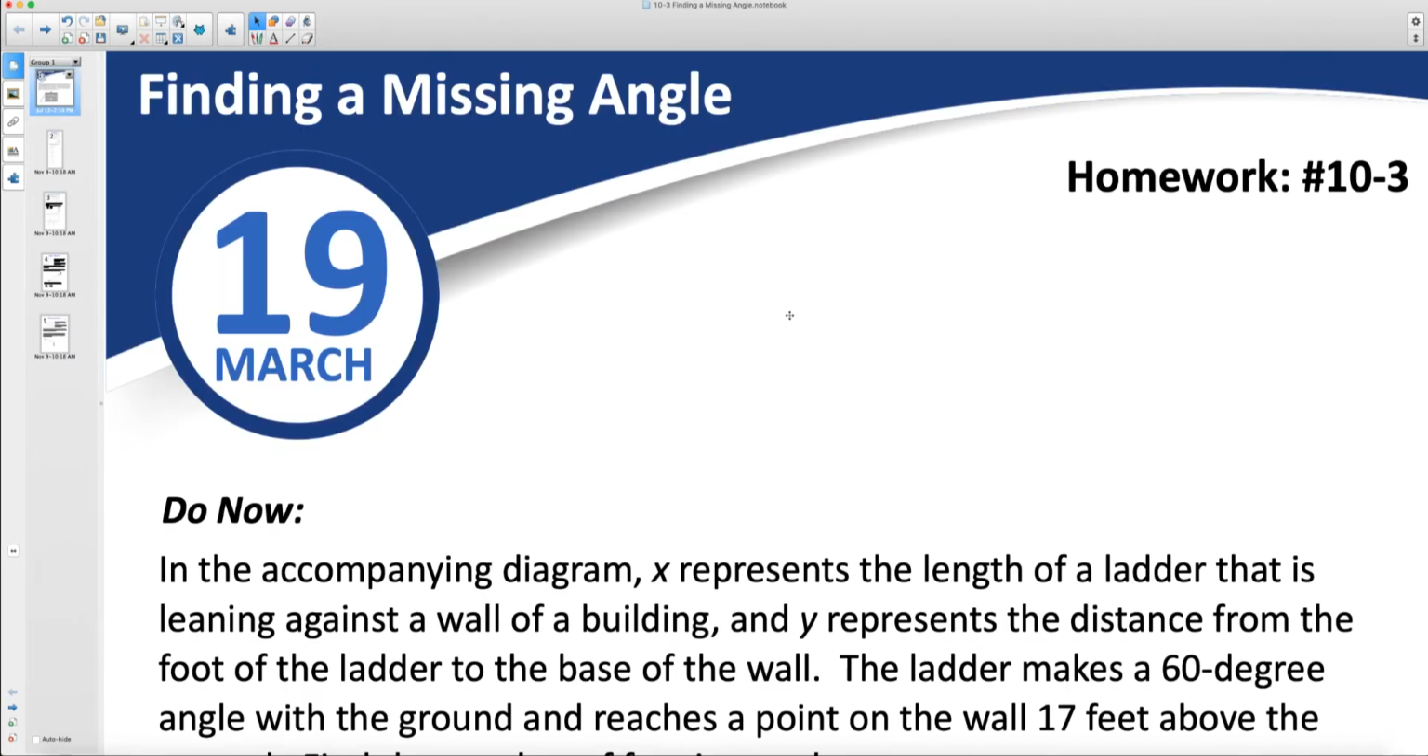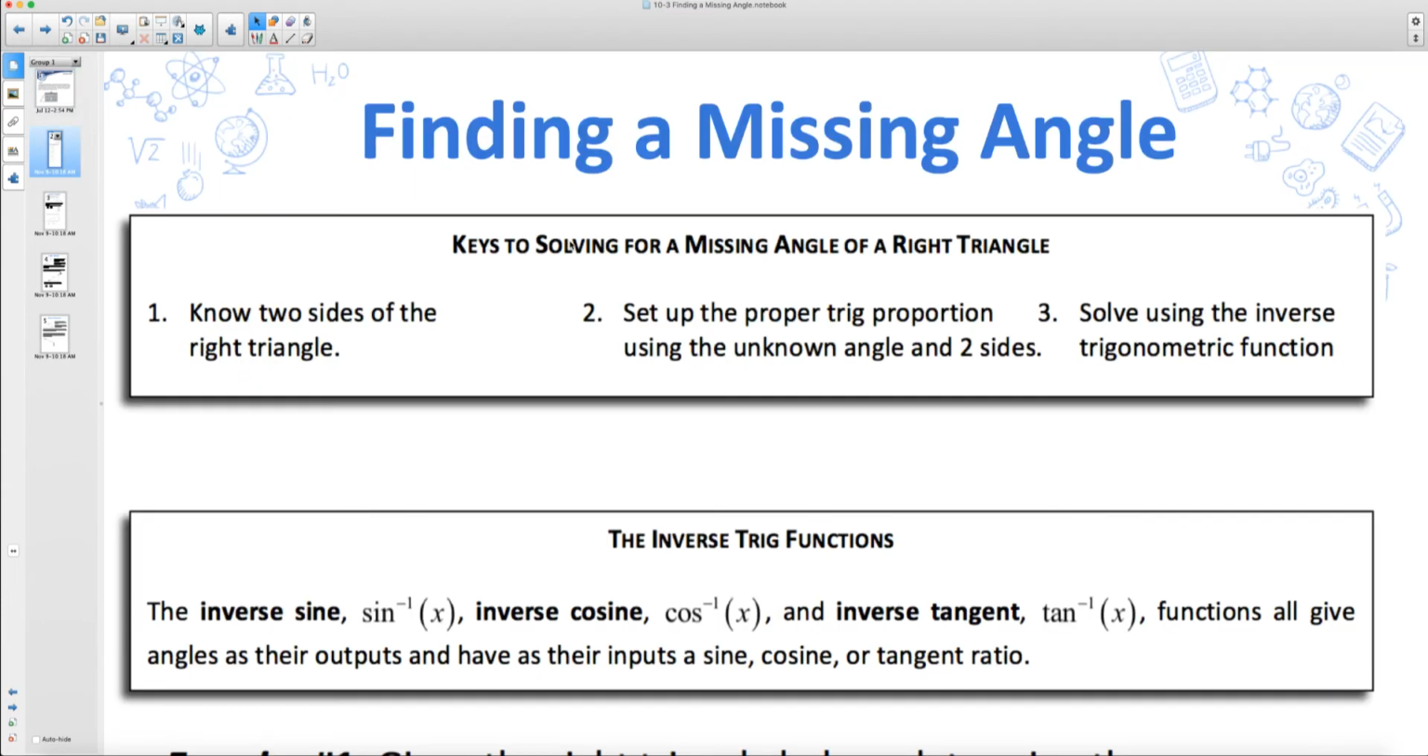In lesson 10-3, we are going to again use trig, but this time we're going to solve for a missing angle. So, the keys to solving for a missing angle. This time we need to know at least two sides of the right triangle. Then once again, we're just going to set up our proper trig proportion. We'll use SOHCAHTOA here, and then we'll go ahead and solve. And we're going to use something called inverse trig functions.